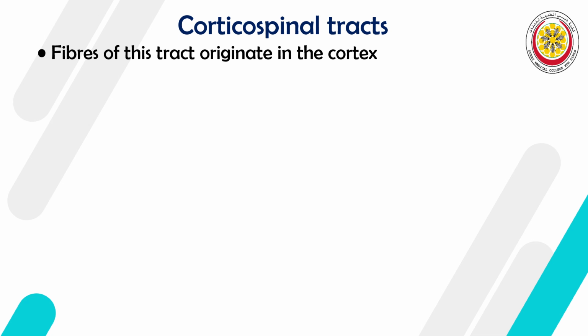Okay. Corticospinal. It's a tract. So how many neurons? It's one neuron, cortex to spinal cord. So if it's one neuron, then it's a tract. Yes. If it's a series of neurons, then it's a pathway.